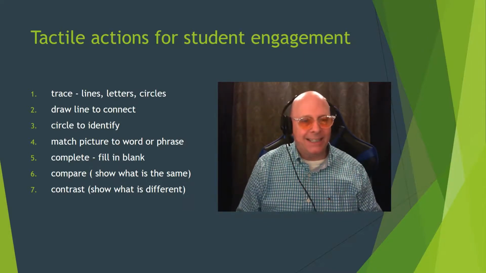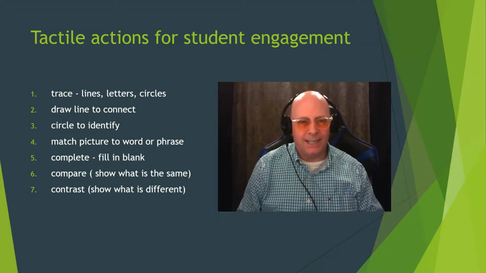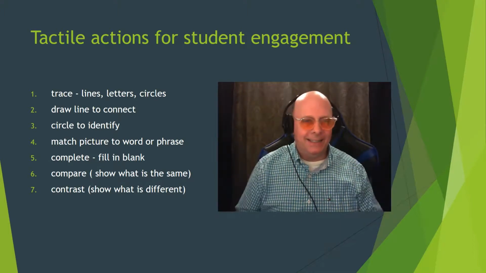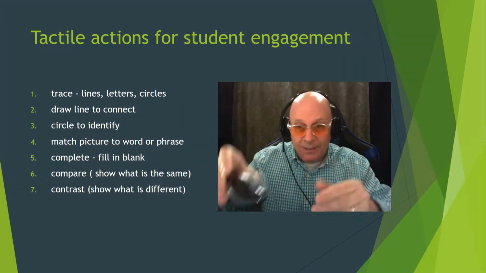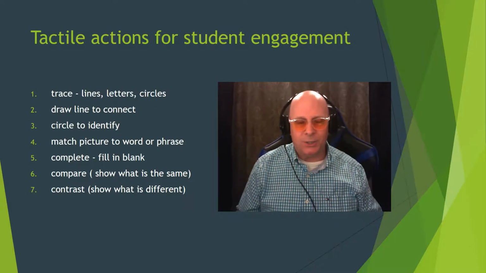And number 6 and 7 is what is seen in what is called a Venn diagram, to compare. Look at two things and see what are the same. Or to contrast, look at two things and see what is different. But we can have the student use the mouse to take control of answering the question.